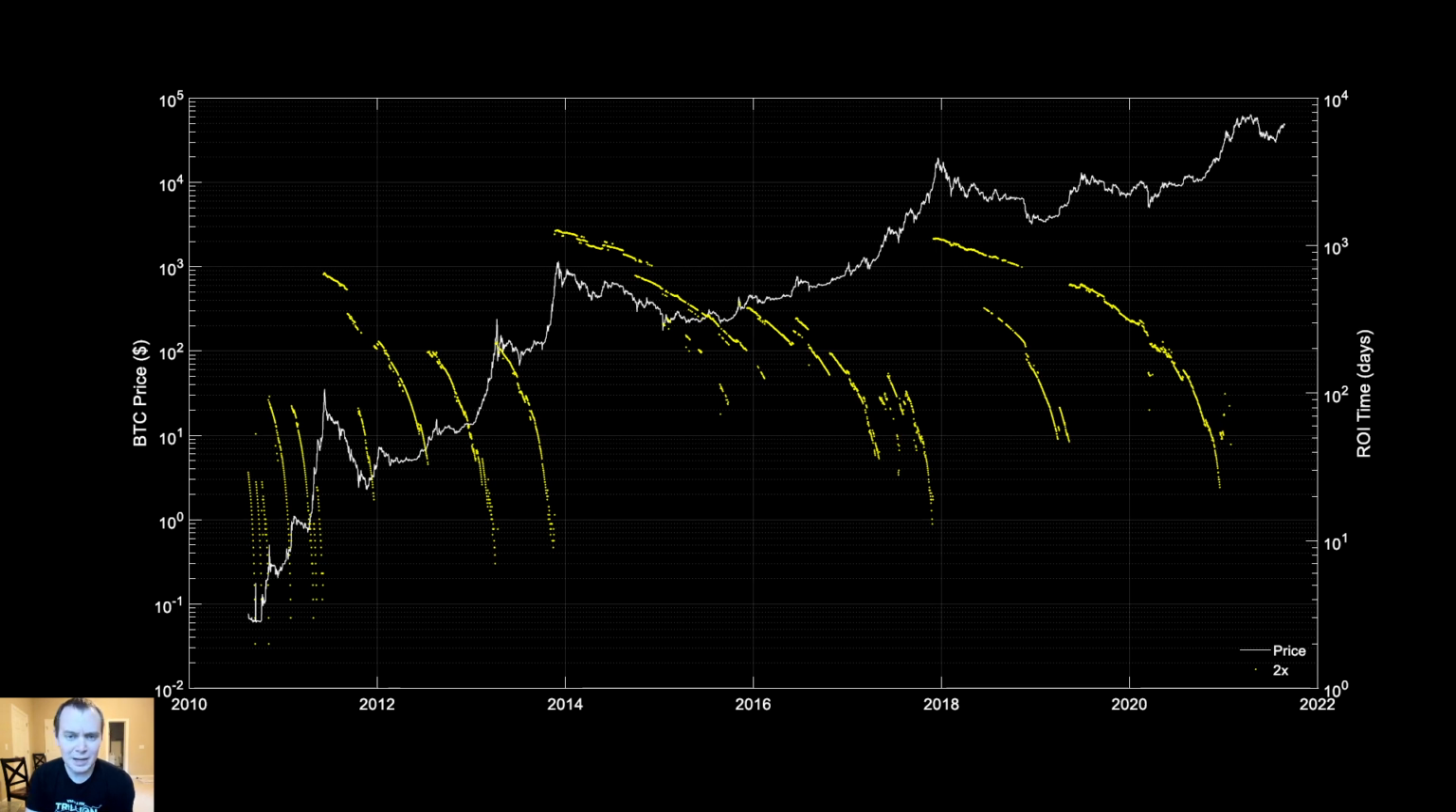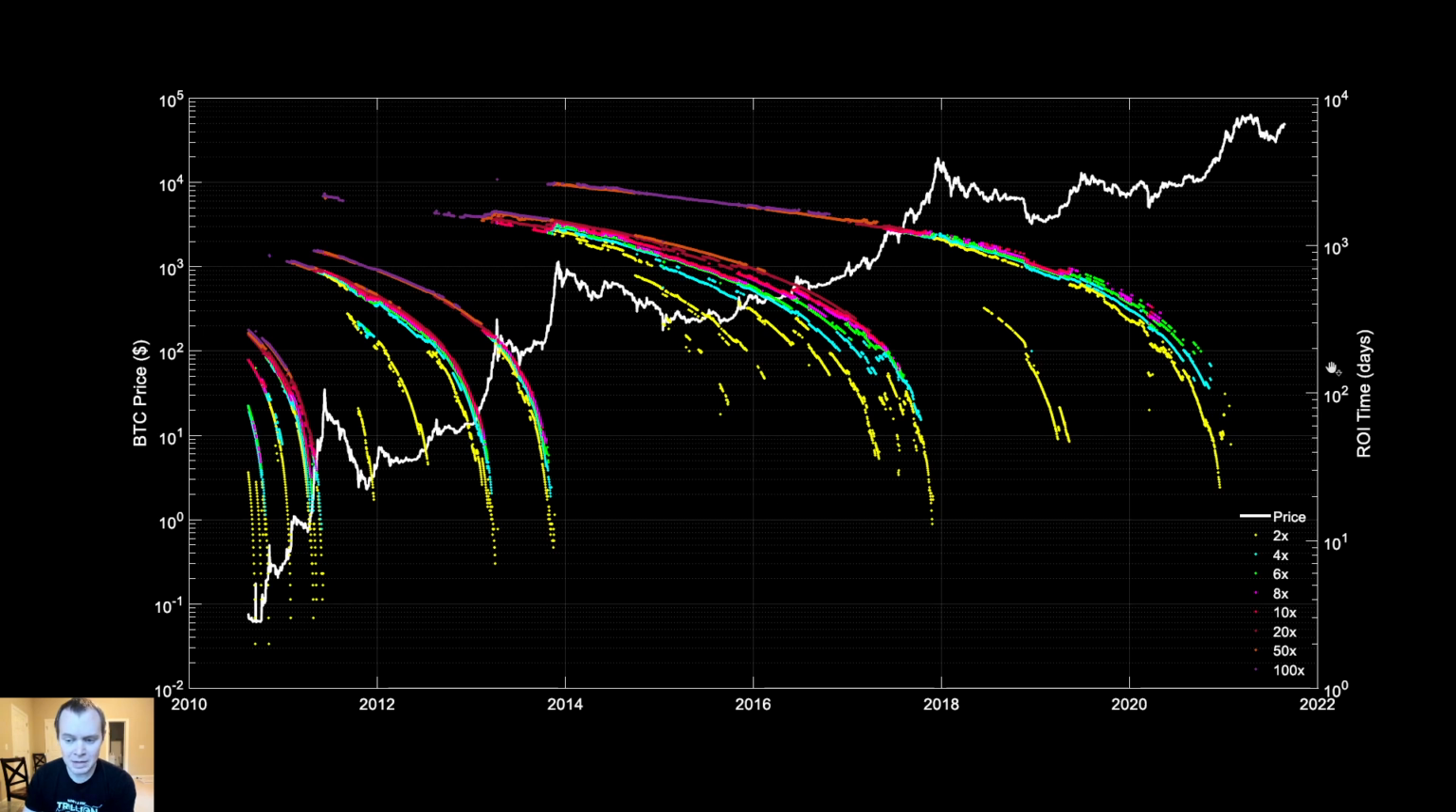Now, a lot of people are most certainly not getting out of bed for a very modest 2x return on Bitcoin, right? No one gets out of bed for a 2x. We can also look at other ROI bands like 2x, 4x, 6x, 8, 10, 20, 50, and a very modest 100x return on your Bitcoin. And you'll see these nice ROI bands that pop up, and they follow the same typical pattern that you saw for the 2x ones.